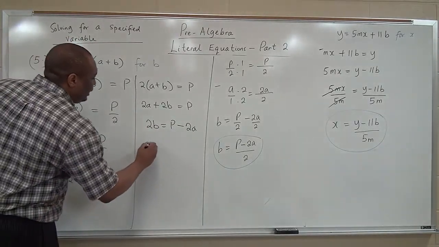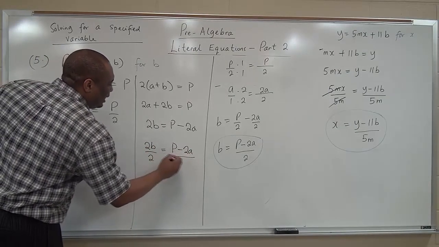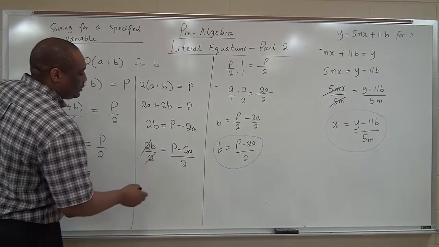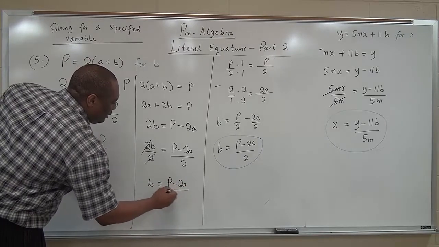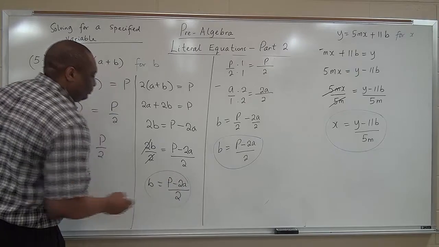So 2b divided by 2 will be p minus 2a divided by 2. You now have that 2 divided by 2 is 1. B will now be p minus 2a all divided by 2. And this becomes your answer.